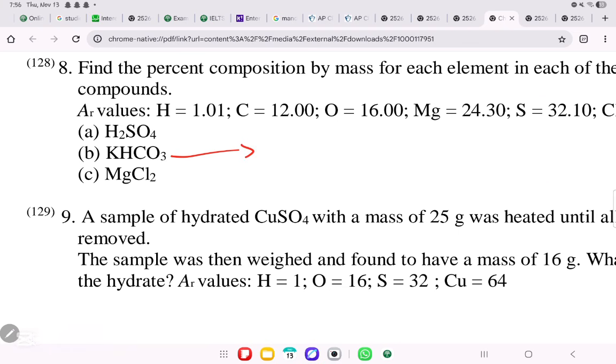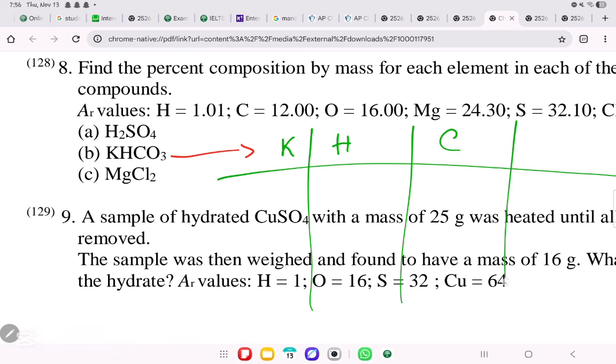For KHCO3, again, I prefer to do a table for all of them. We have K, H, C, and O3. We first of all start by writing the ratio: 1K, 1H, 1C, and 3 oxygen. Now multiply it by what? Multiply it by their given mass, right?